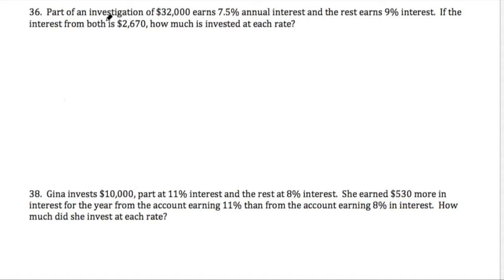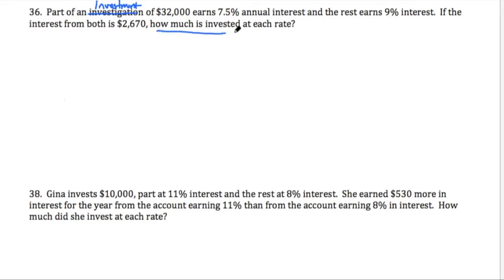It says part of an investment of $32,000 earns 7.5% annual interest, and the rest earns 9% interest. If the interest from both is $2,670, how much is invested at each rate?